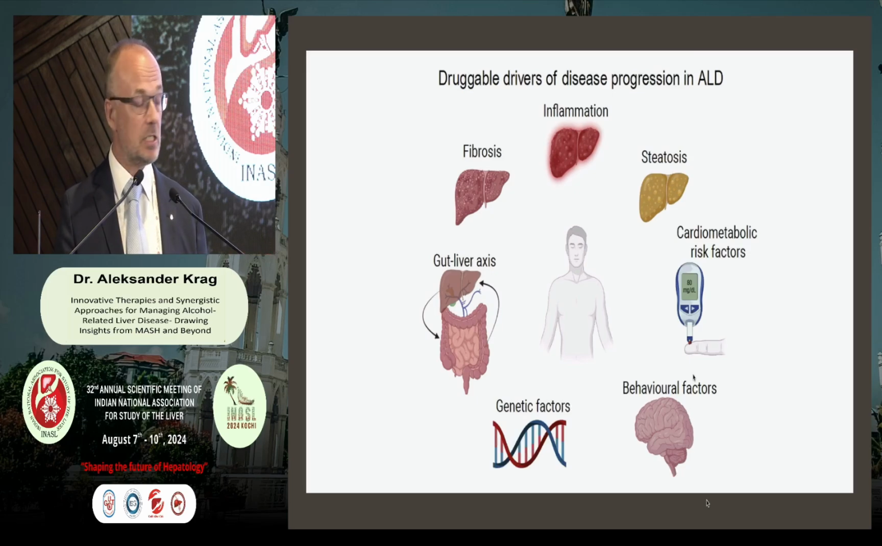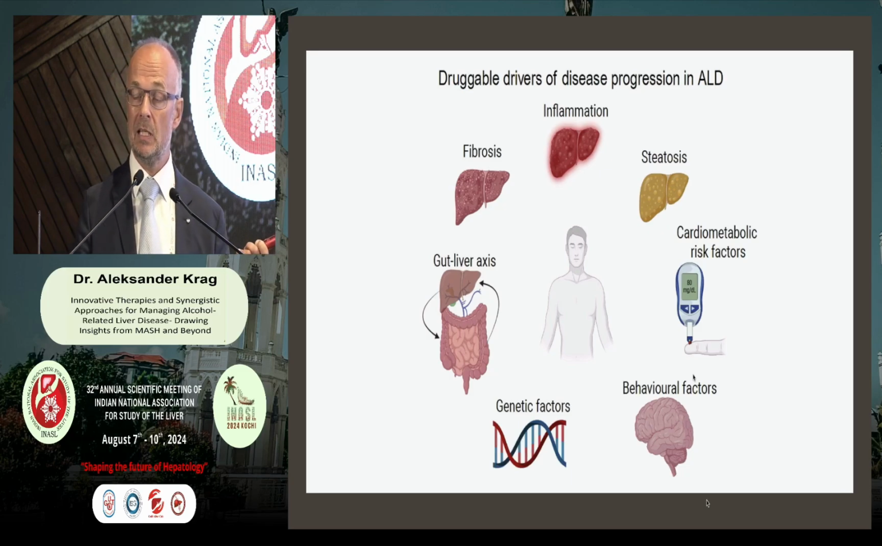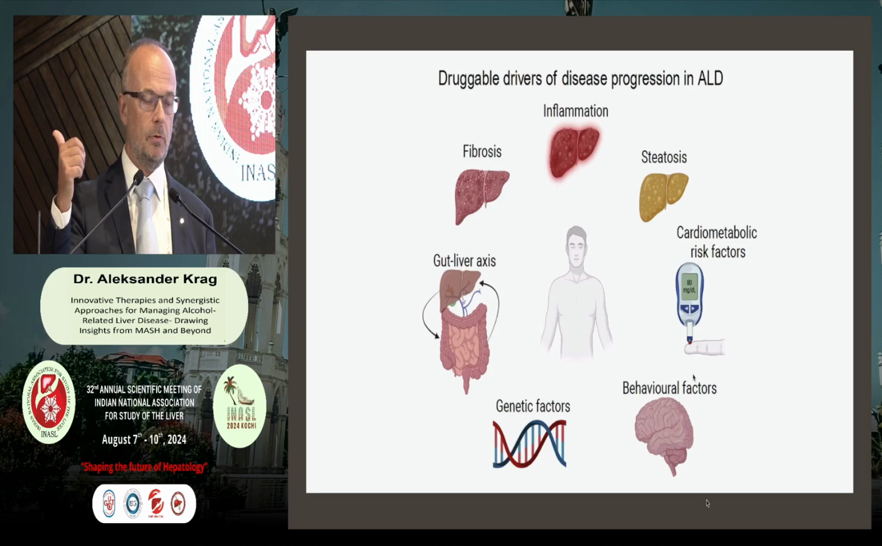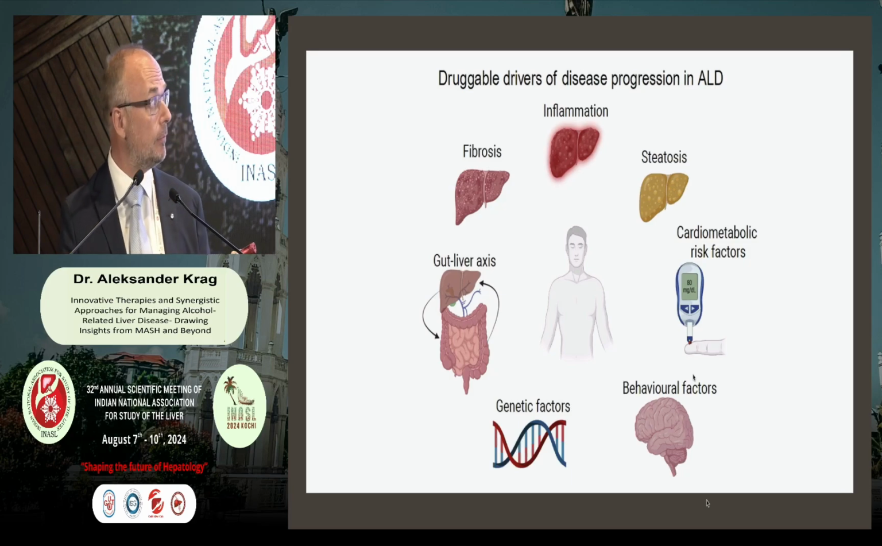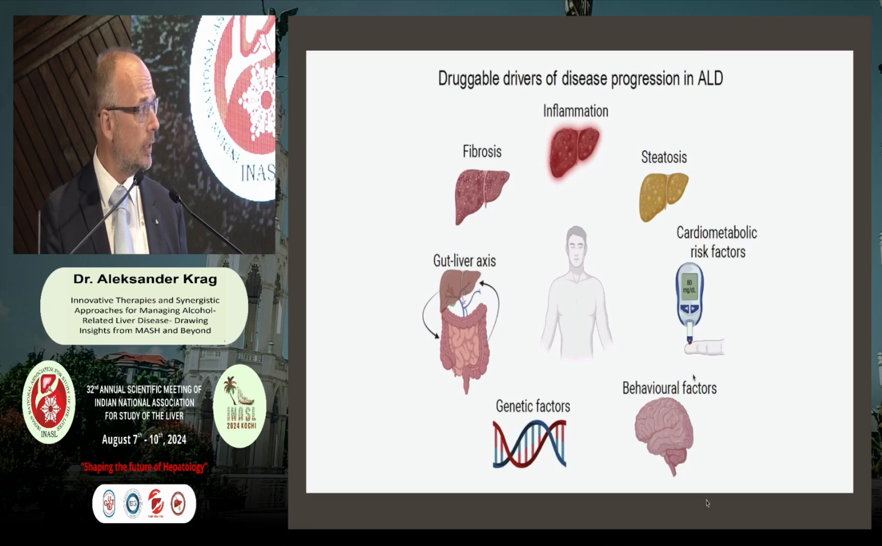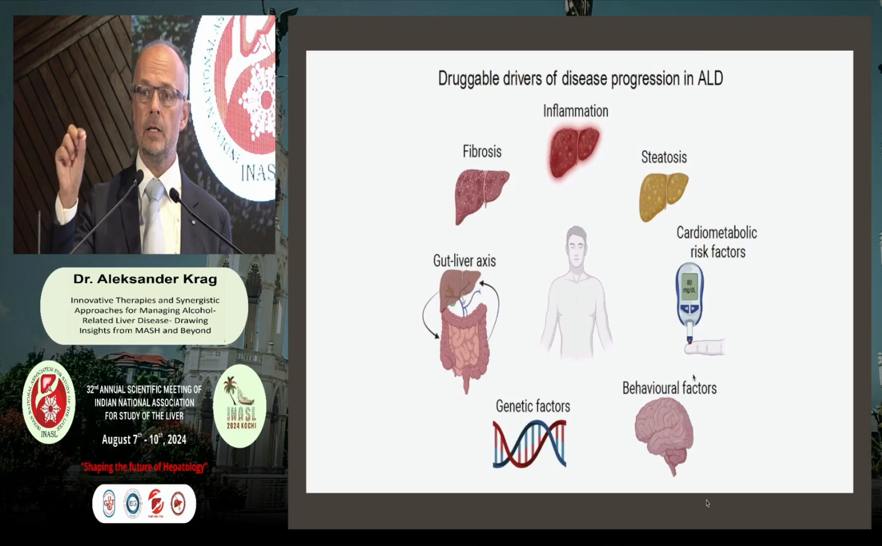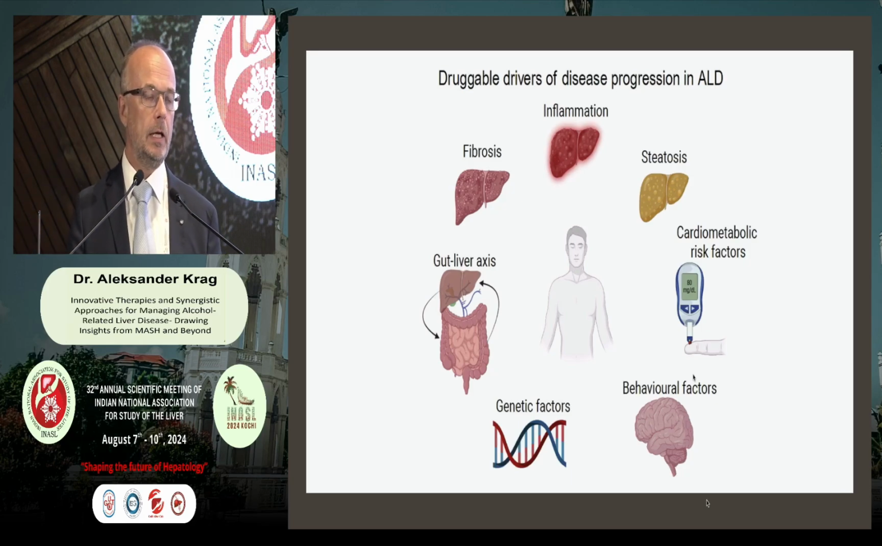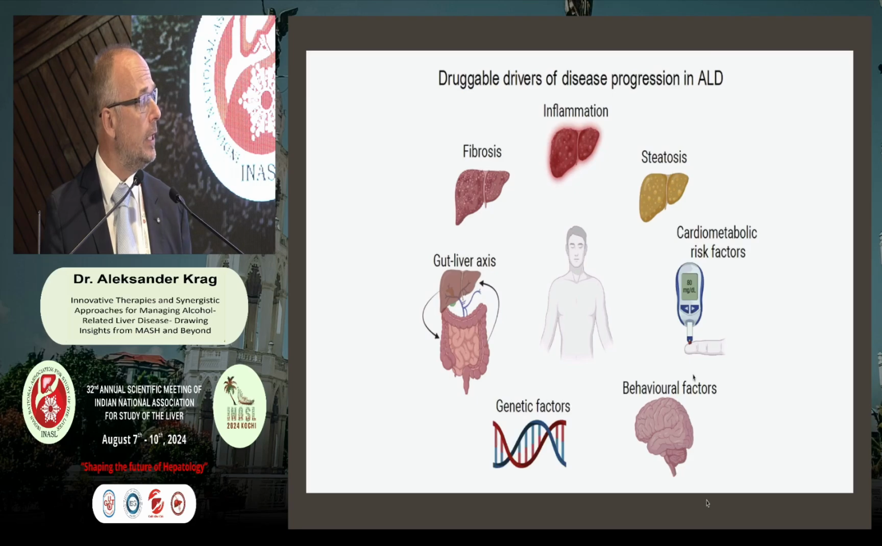Cardiometabolic risk factors, yes, we know these. Inflammation, fibrosis, we have a bunch of drugs we can steal or learn from the MASH field. We have a bunch of drugs that attack inflammation, and also FGF21s for fibrosis. Genes, there are siRNAs, silencing RNAs, that can work on both HSD17B13 and PNPLA3.